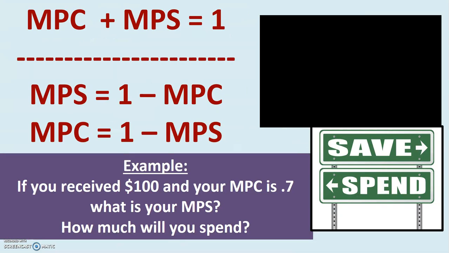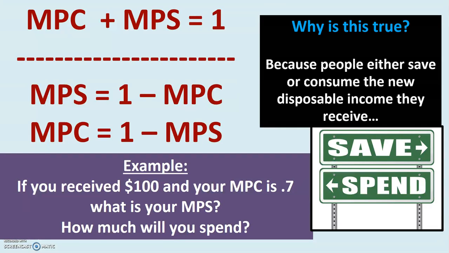So if you haven't noticed already, consumers only have two choices, which means your MPC and your MPS added together will always equal 1. And of course there's math that you can play around with this, but you may see some questions where it says something like, if you receive $100 and your MPC is 0.7, what is your MPS? So simply I do 1 minus 0.7, which makes my MPS 0.3. And then a second part to that question might say, okay, so how much are you going to spend? They want to know that you know spending equals consumption, so you say, I'm going to spend $70.